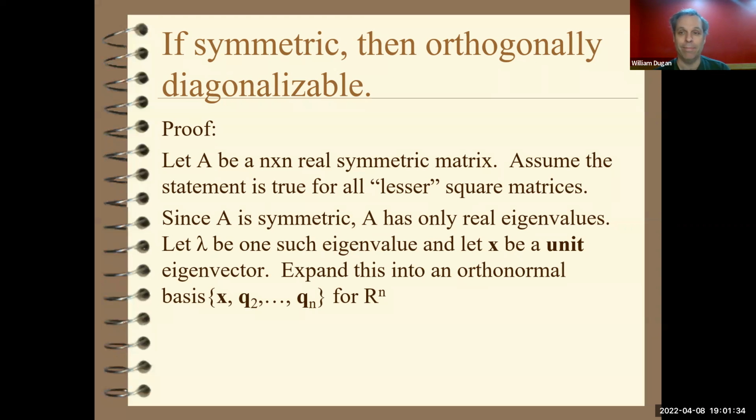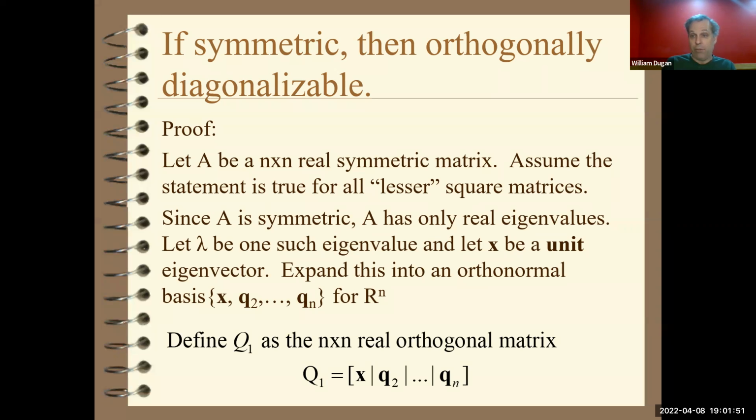It's really neat. So let's call the basis x, q2, up to qn. Now the vectors q1, q2 through qn are just vectors. They don't have to be eigenvectors. But I do know that these vectors are an orthonormal basis. So if I form a matrix Q with these vectors as its columns, that's an orthogonal matrix. That's the matrix I'm going to use to begin the diagonalization process.